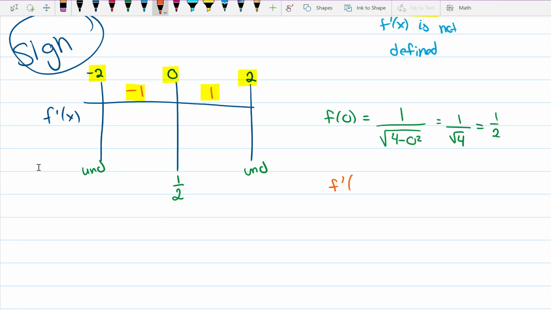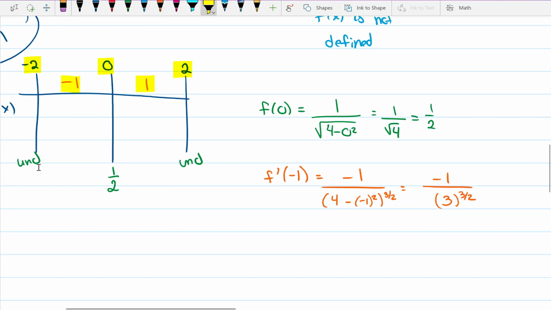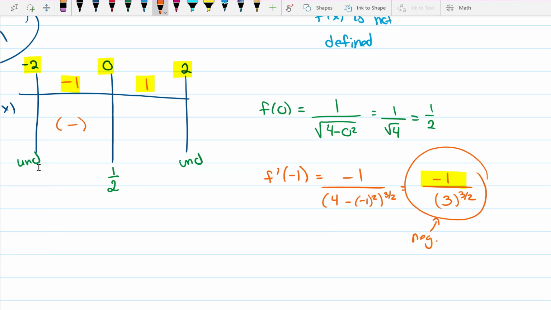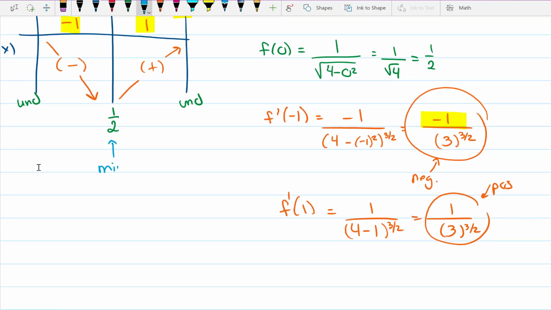So using algebra, we're going to take the derivative at -1. So you get -1 divided by (4 minus (-1) squared) to the 3/2. So you get -1 over 3 to the 3/2. I don't even have to keep going. All I care about is that this whole thing is going to be negative. So that tells me that this thing is going to be going down. Now I need to plug in 1 into the derivative and see what I get. I get 1 over (4 minus 1) to the 3/2, which gives me 1 over 3 to the 3/2, which this whole thing then is positive. That means this thing is going to shoot up, which tells me that this right here is a minimum.